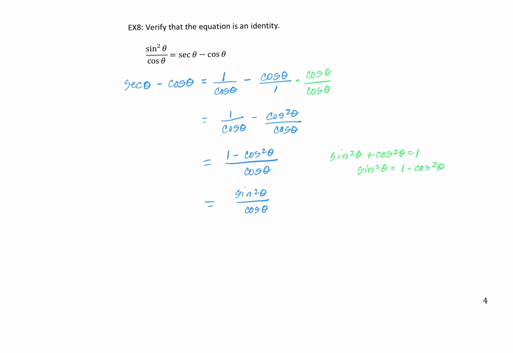So again, it may seem tedious, but you do have to write down your first side that you're starting with. You have to go all the way to the other side, and you have to show all the steps because you're verifying. You're not solving, it's already solved. And that's it for this section.